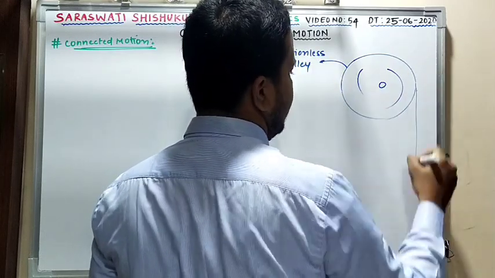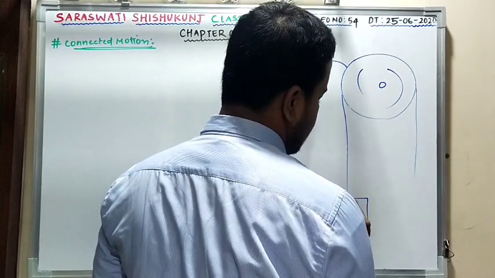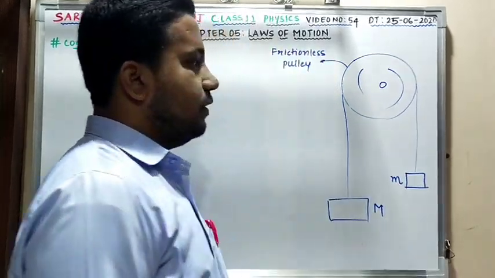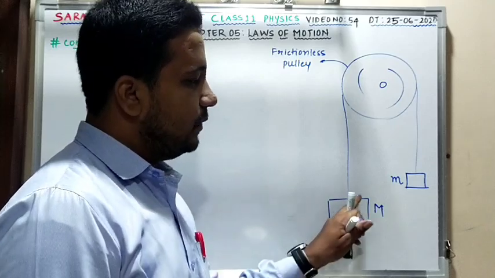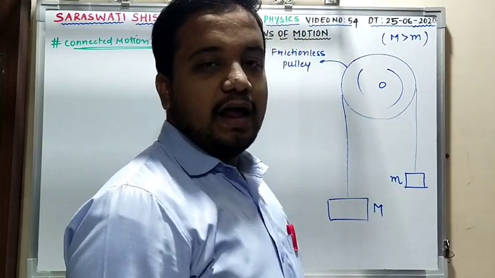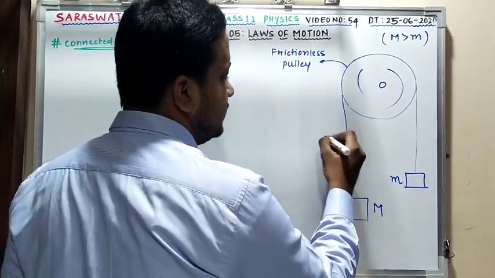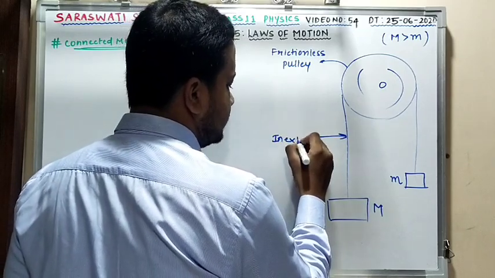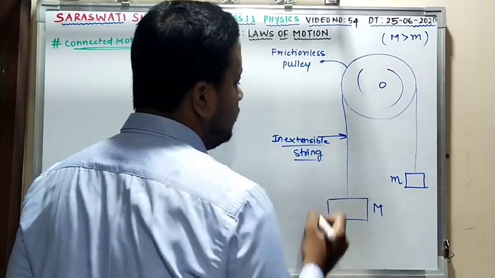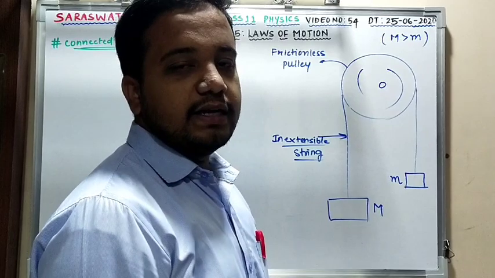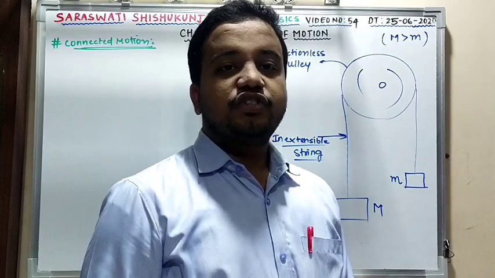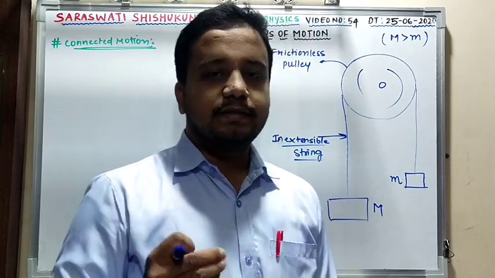Two masses are suspended. One is capital M and one is small m. Here two masses are suspended, one is capital M, other is small m. Condition is capital M is greater than small m. They are attached to the ends of an inextensible string. Clear? So what do you mean by inextensible? Inextensible means the thing which on application of force does not change its dimension is known as an inextensible string.